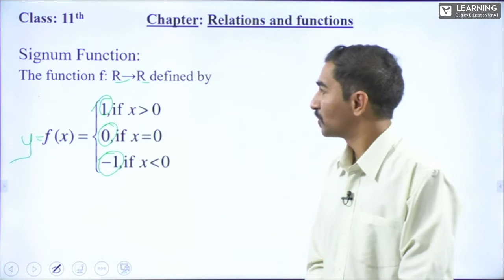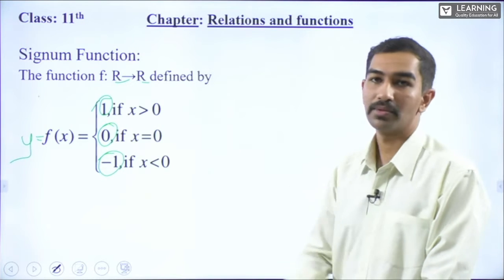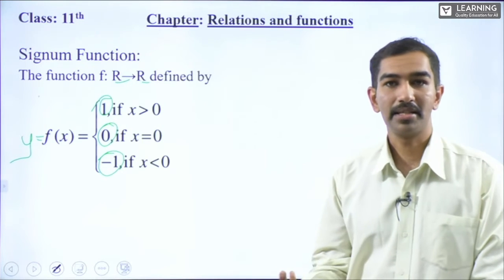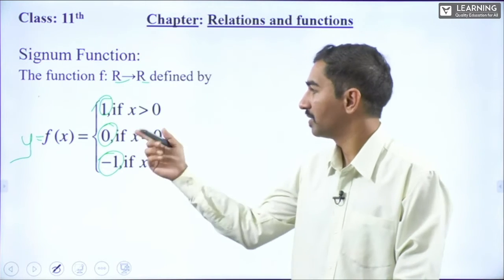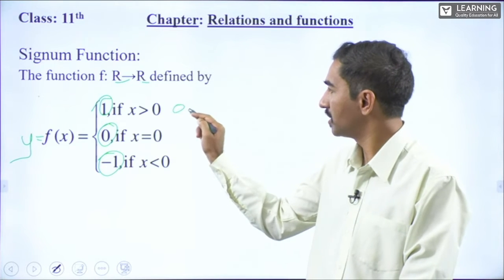Correct? So when is y equal to 1? Y is equal to 1 when x is greater than 0. Whenever x is greater than 0, what is y? Y is 1. Understand? Very simple. So 0, what?